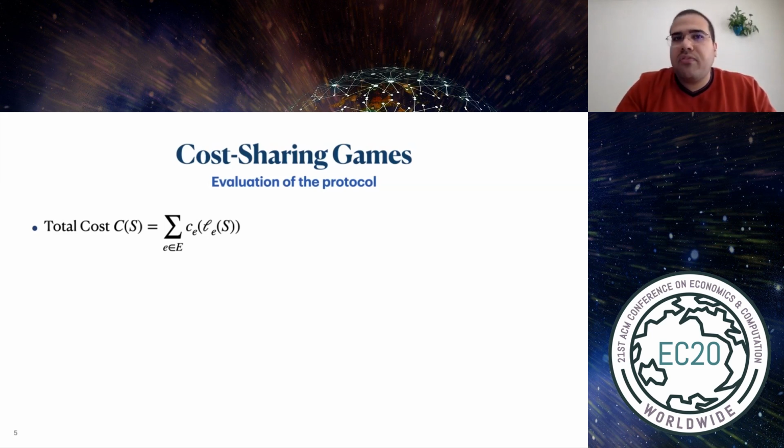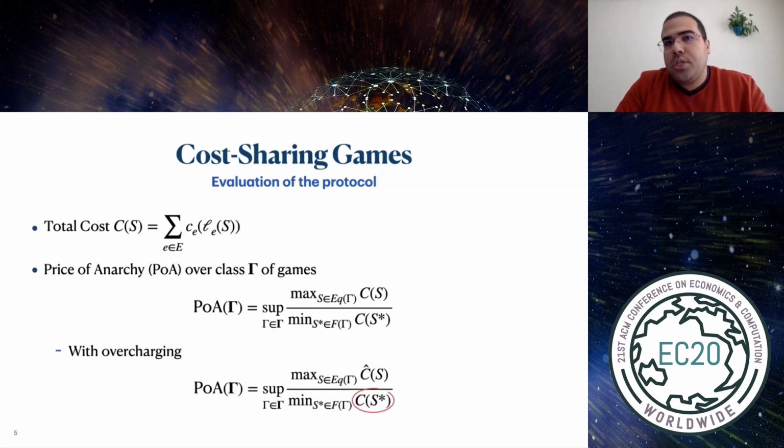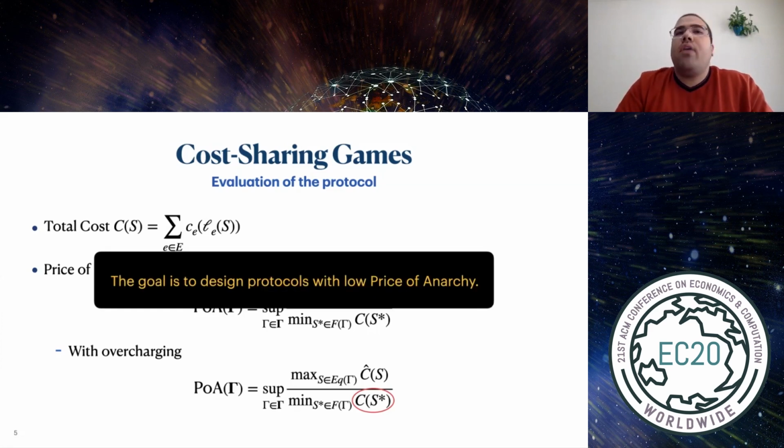I think most of you are familiar with this, but to be complete, the price of anarchy of a protocol over a class of games is defined as the supremum of the ratio of the cost of the worst equilibrium to the cost of the optimal solution among all game instances in that class. Note that in protocols with overcharging, we consider the ratio of the new total cost to the original optimal solution. Otherwise, we would be somehow cheating by changing the optimal solution with overcharging and have a better price of anarchy by that. Our goal here is to design protocols with low price of anarchy.